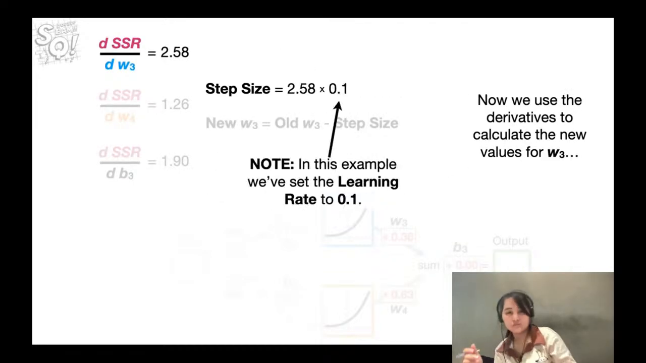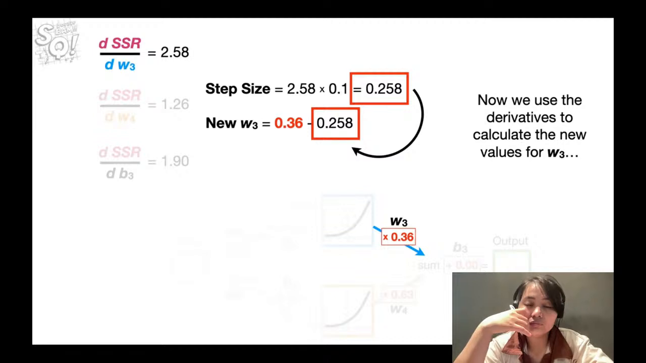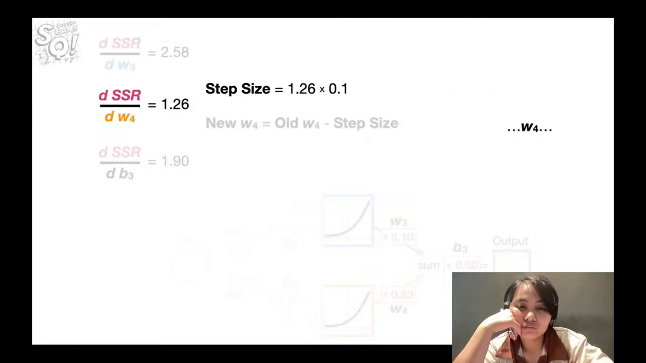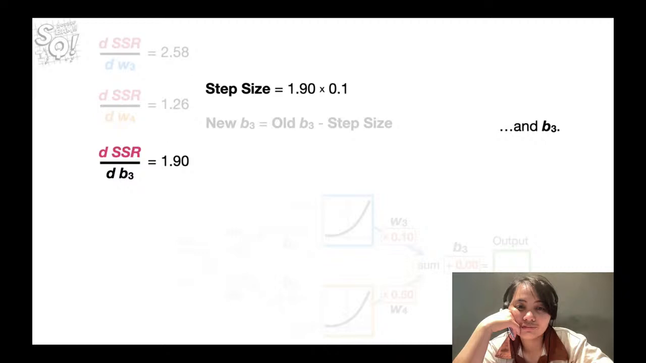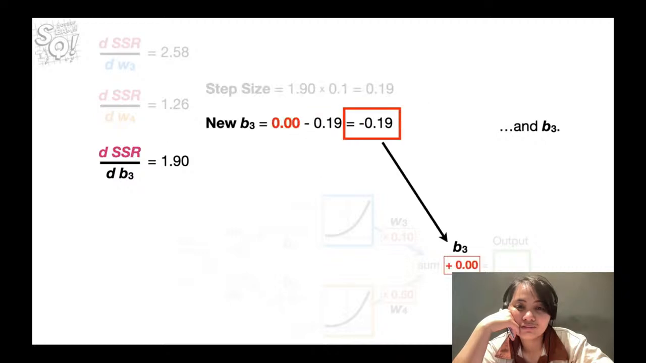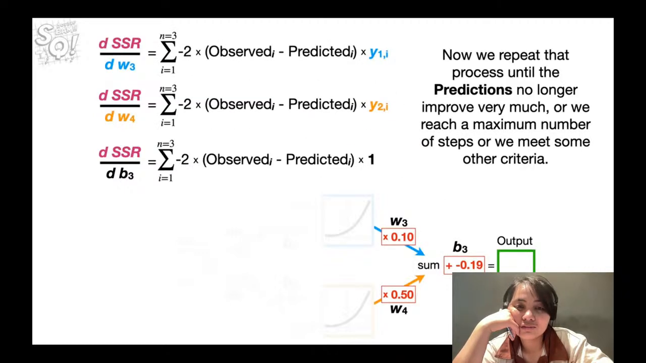Now we use the derivatives to calculate the new values for w sub 3, w sub 4, and b sub 3. Now we repeat that process until the predictions no longer improve very much, or we reach a maximum number of steps, or we meet some other criteria.